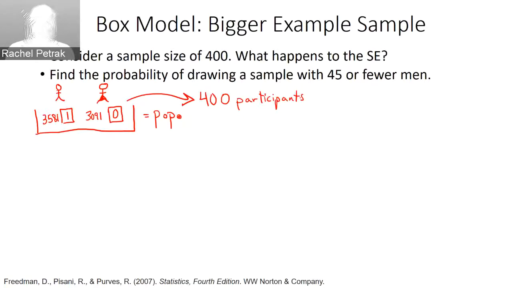So in our box, we have laid out the population, and now the number of men in the sample is like the sum of 400 draws from this box, right? Because each man is equal to 1, we draw 400 participants and sum the ones. That's the number of men in the sample.